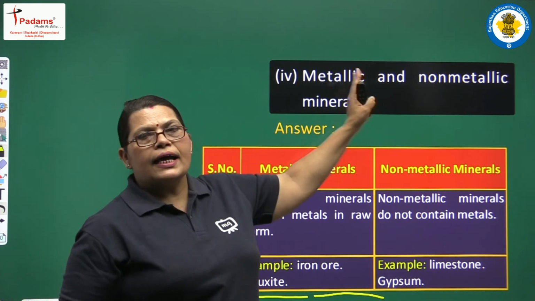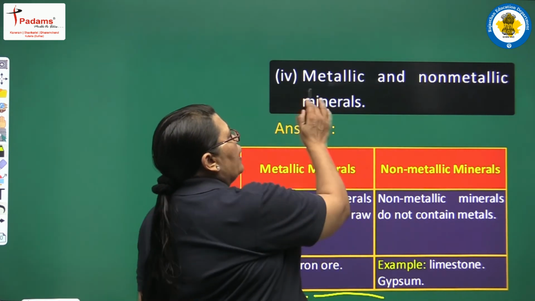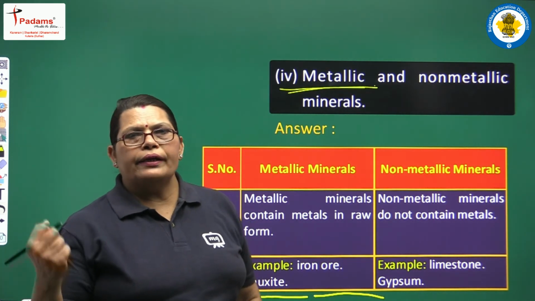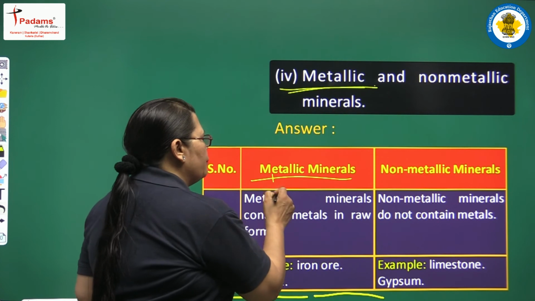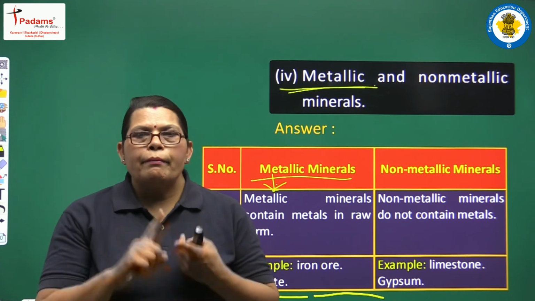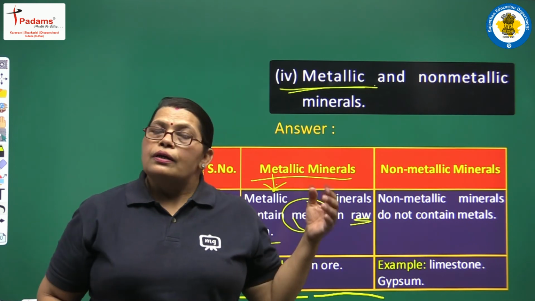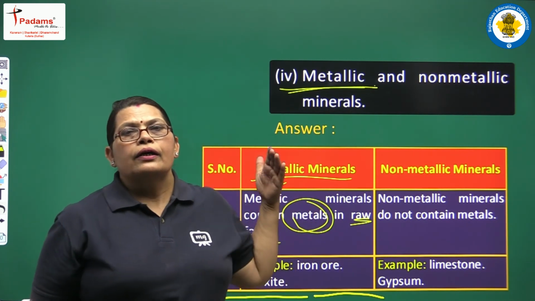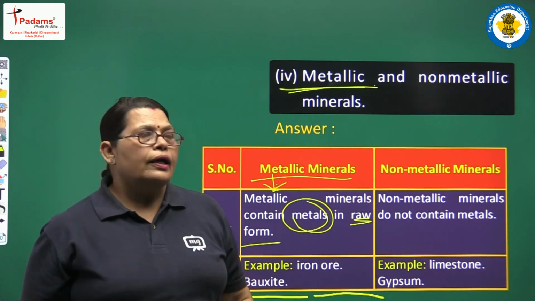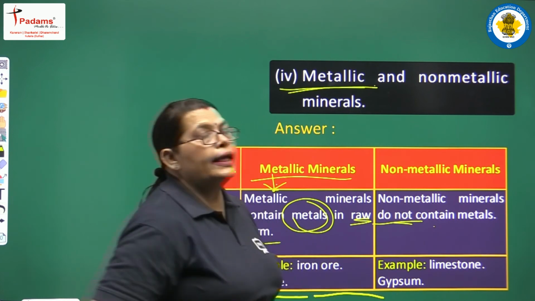We are taking the last option here of the fourth question about the distinction, and here we are differentiating between the metallic and non-metallic minerals. The main points included in the metallic minerals are, metallic minerals contain what, students? Metallic minerals contain metals in raw forms. Yes, metals are there but not in the pure form. These are available in raw forms. When we are talking about the non-metallic minerals, then non-metallic minerals do not contain metal.